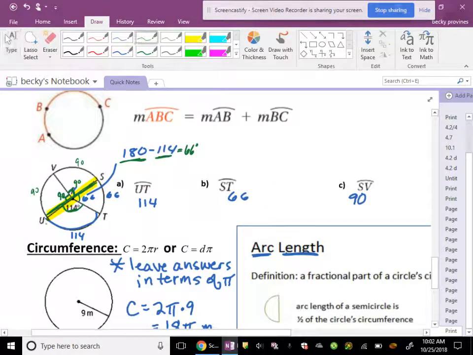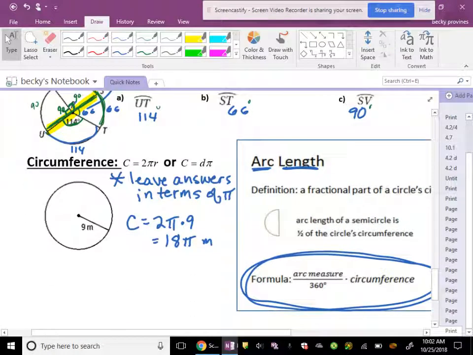From U to T, we already found that's 114. From S to T, we know that's 66 degrees. And from S to V, we know that is 90 degrees. All right, we're getting close to being finished.